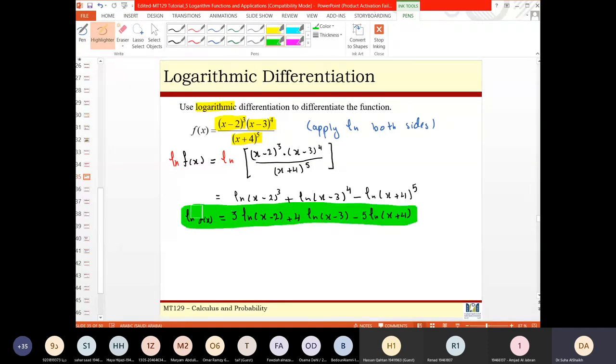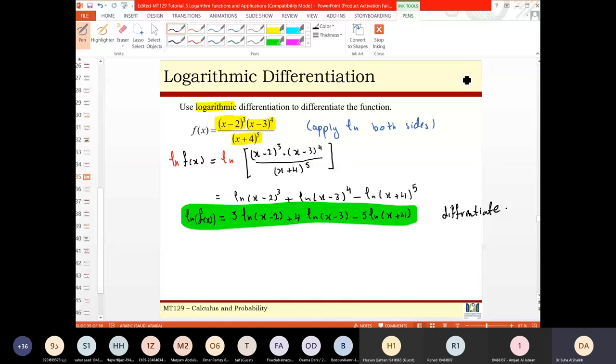I'm still not done. I cut the right hand side. So now I'm ready to differentiate. I find the derivative now. The left hand side is ln f of x. What will be the derivative? Come on, can you tell me? What's the derivative of ln f of x? It is ln of f of x.